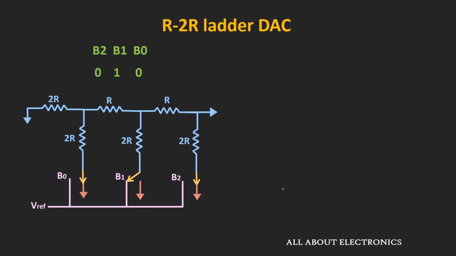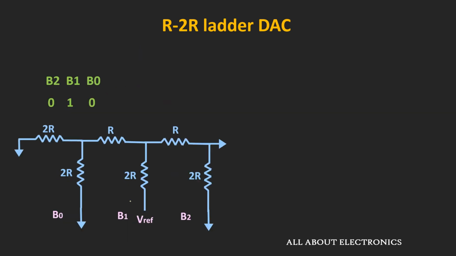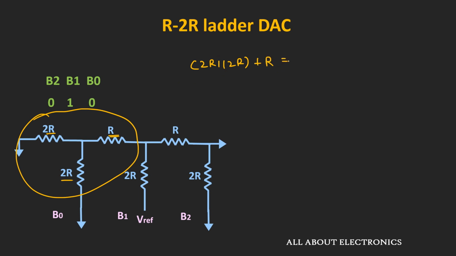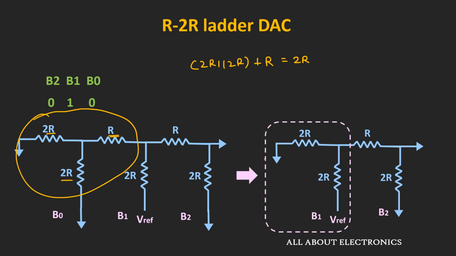So similarly, let us find out the output whenever this bit B1 is 1 and the remaining bits are 0. So considering that, the overall circuit will look like this. Now over here, these two resistors are connected in parallel, and the parallel combination of these two resistors is connected in series with this resistor R. So the equivalent resistance of these three resistors will be equal to 2R in parallel with 2R, and that combination is in series with this resistor R, that is equal to 2R. So the equivalent circuit will look like this.